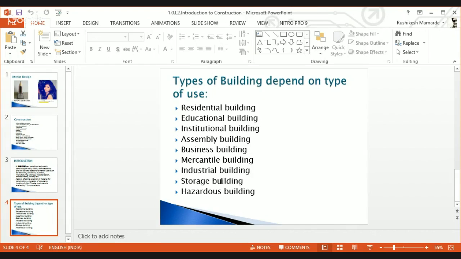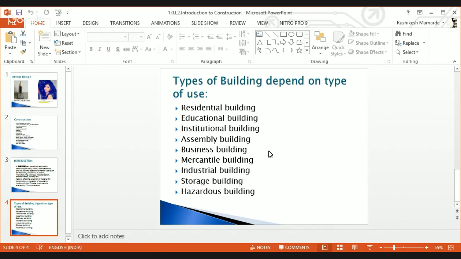So basically hazardous buildings are where you store all these combustible, poisonous and similar kinds of materials. All the hazardous material can be stored there. That kind of building is the hazardous building. So that's all for now.